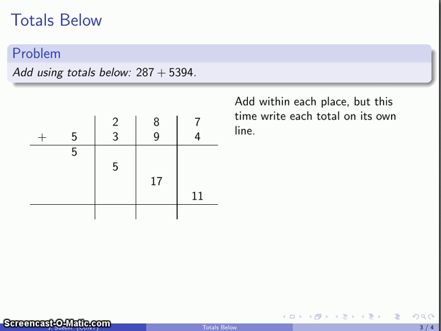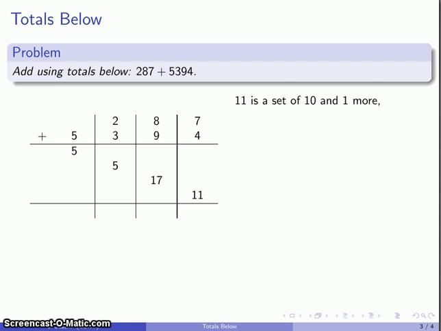And now we're going to bundle sets of 10 and trade. So 11 is a set of 10 and one more. So we'll trade the 10 and leave the 1. So the 10 goes up to the next place. 17 is a set of 10 and 7 more. So we'll take the bundle of 10, we'll trade that and leave the 7. And then the rest of them don't have any sets of 10 that can be bundled.